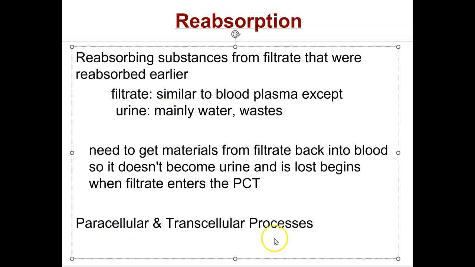Now, there's a couple ways of moving things. We're moving through cells. So paracellular and transcellular are two terms that are used to describe this. Paracellular means that the materials move between the cells, whereas trans, it has to go through the cells. And most things are using this transcellular process.